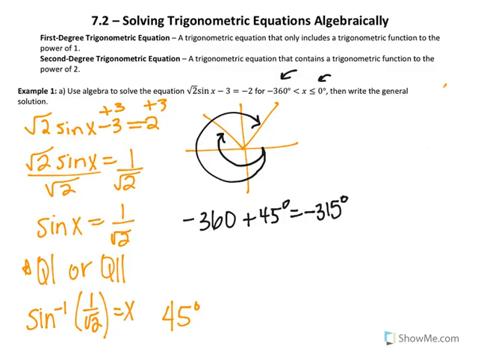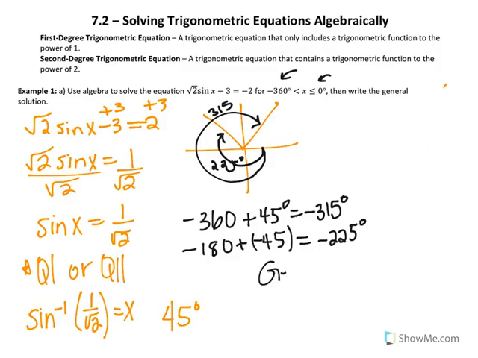So that would be this angle right here. And it's also going to be negative 180 plus 45, or minus 45 plus another negative 45, and it will be negative 225. And that's this angle right here. So those are my solutions, negative 315 and negative 225. Now our general solutions.